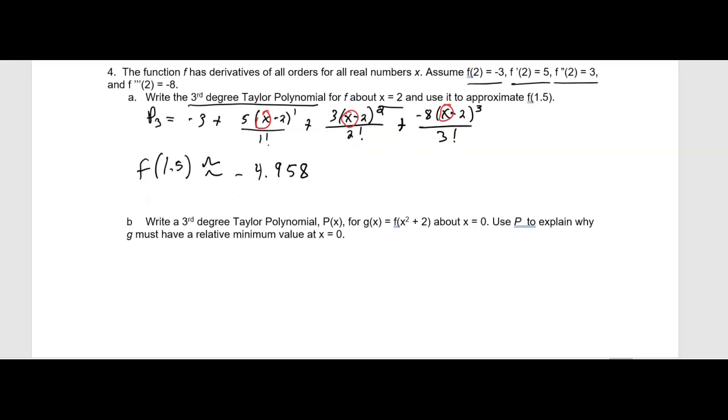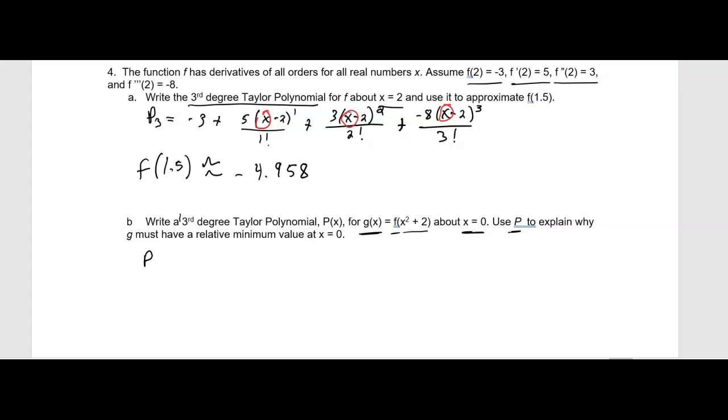B, write a third degree Taylor polynomial for p of x. And p of x is going to represent g. And g is taking our original function and writing it as a composite of x squared plus 2. And we're going to be centered at 0. And then use p to explain why g must have a minimum value at the x value of 0. So a lot of stuff in play here. So we want a third degree Taylor polynomial.